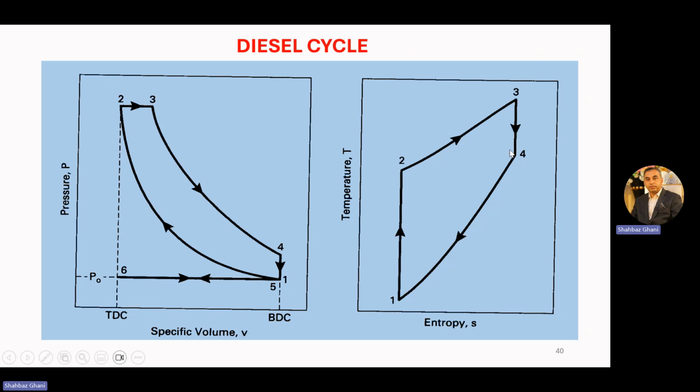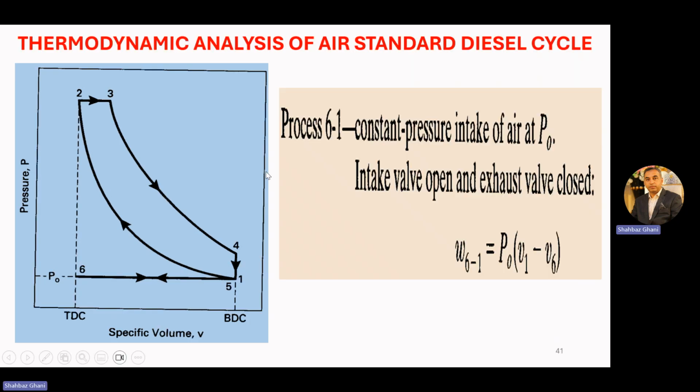Remember this thing. Temperature at point 4 will be still higher than temperature at point 2. Point 2 is the end of the compression stroke and point 4 is the end of the power stroke. Okay, so remember this thing. Then from 4 to 1, we have exhaust blowdown. Okay, now let's see the thermodynamic analysis of the air standard diesel cycle.